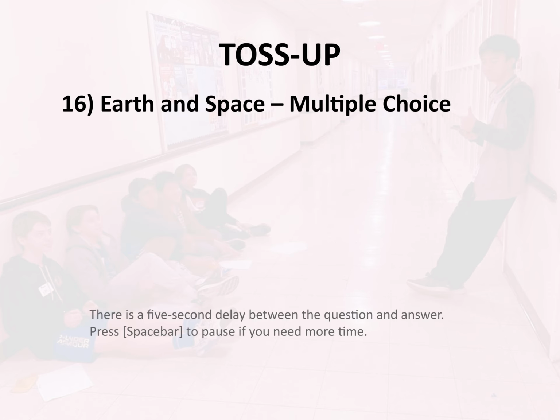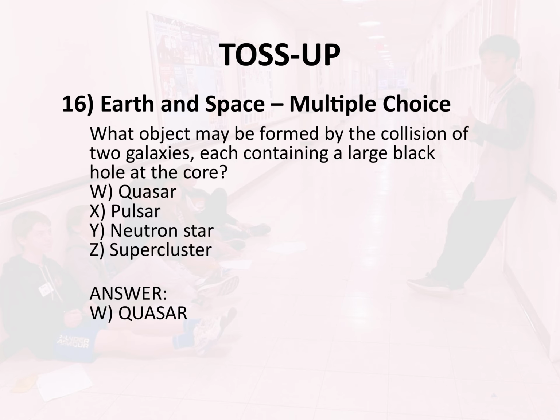Toss-up 16. Earth and space, multiple choice. What object may be formed by the collision of two galaxies, each containing a large black hole at the core? W. Quasar. X. Pulsar. Y. Neutron star. Z. Supercluster. Answer. W. Quasar.